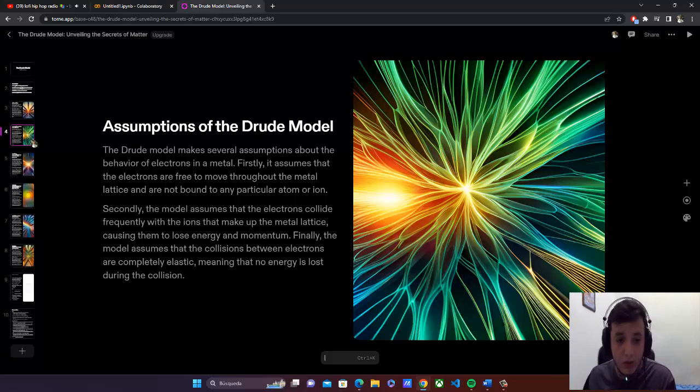It's important to note that these simplified assumptions of the Drude model are approximations that allow for an initial description of electrons' behavior in metal. However, in more complex situations or at smaller scales, more advanced models such as the quantum theory of electrons in solids are necessary to obtain a more accurate and comprehensive description of electron behavior.